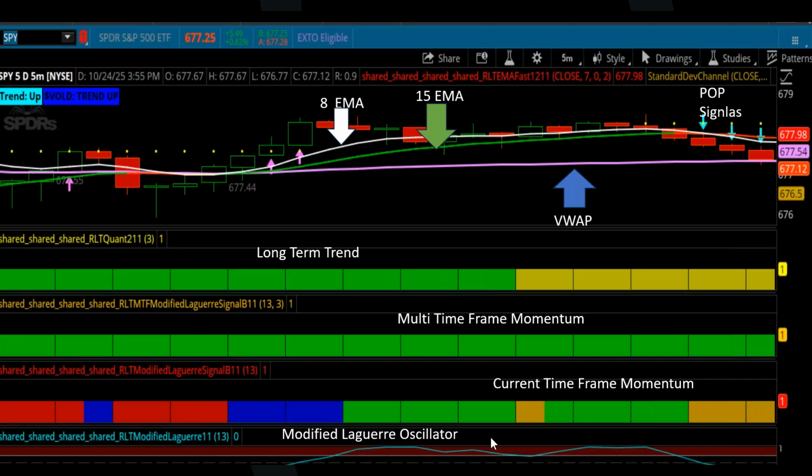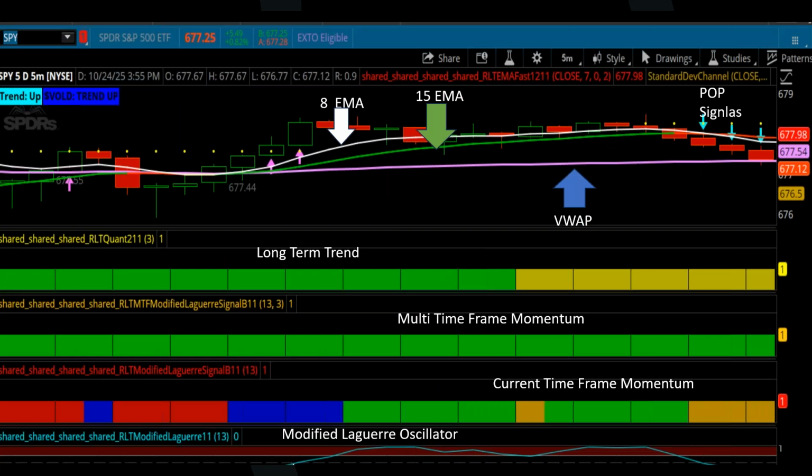What you've got here is the actual oscillator that we use to determine momentum. This is what's called a modified Laguerre. Now, it's important to understand this is not a standard Laguerre. It's not a standard oscillator. It has the divergence stripped out of it. It just has pure momentum. Pure momentum is what this is showing you.